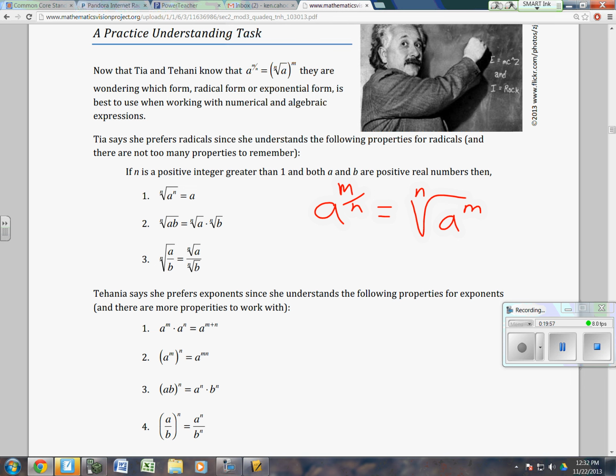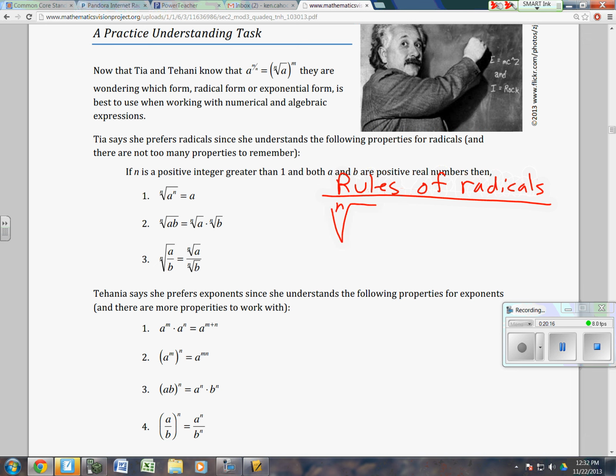Now, it's just reviewing some rules of exponents. I want you guys to all write these down. Rules of radicals, first of all. Everybody put something up there that says rules of radicals in your notes. And the first rule of radicals, I don't know if you guys can see this, so I'm going to rewrite it right here. It says if you have the nth root of a to the n, it's equal to a. I want you to discuss in your groups why that is true.